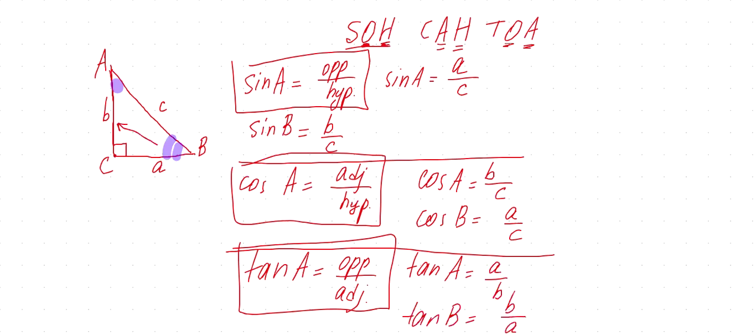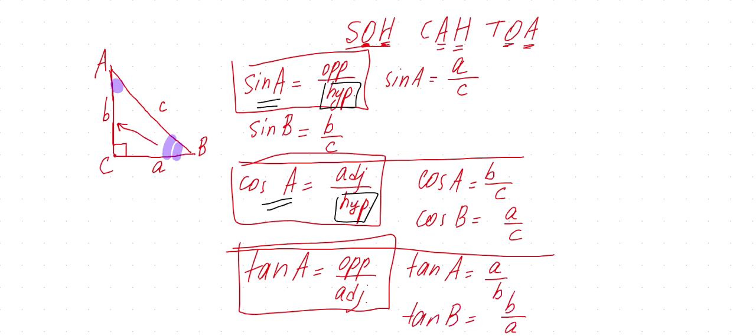Now, something to remember: since we divided by hypotenuse here and here, sine and cosine can never exceed 1, cannot be greater than 1 or lower than -1. Tangent could be as big as whatever.